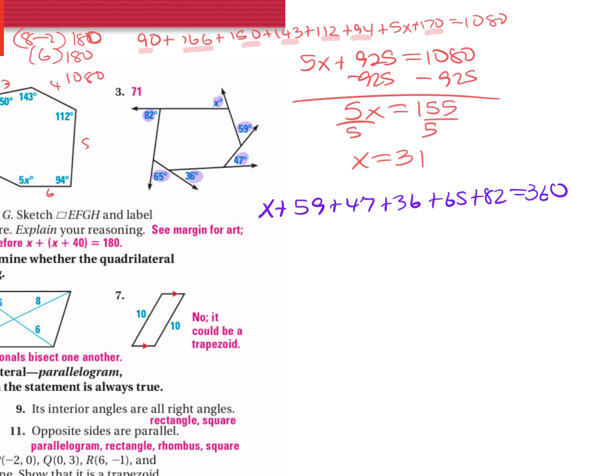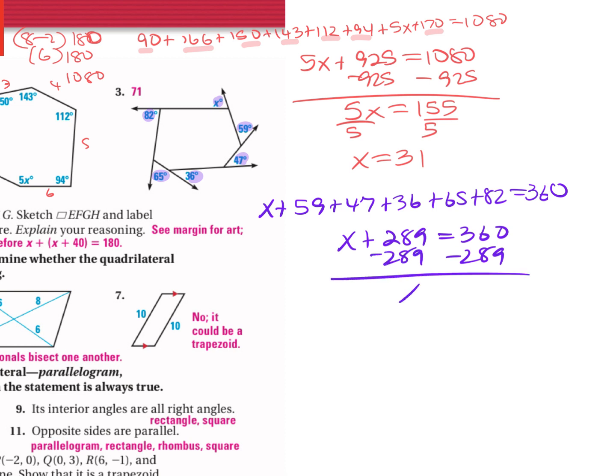Go ahead and do that addition. Add those, I get 289. Subtract 289 from the 360, and x equals 71.